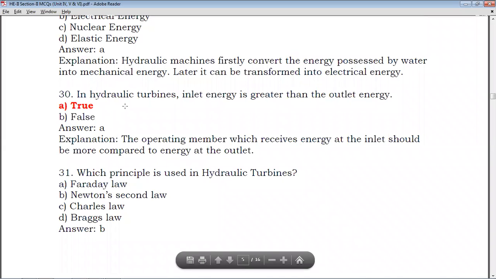Next, in hydraulic turbines, inlet energy is greater than the outlet energy. Of course, that is true, because in order for hydraulic machines such as a turbine to work, inlet energy should always be greater than outlet energy. Inlet energy is the jet which comes out of the nozzle.